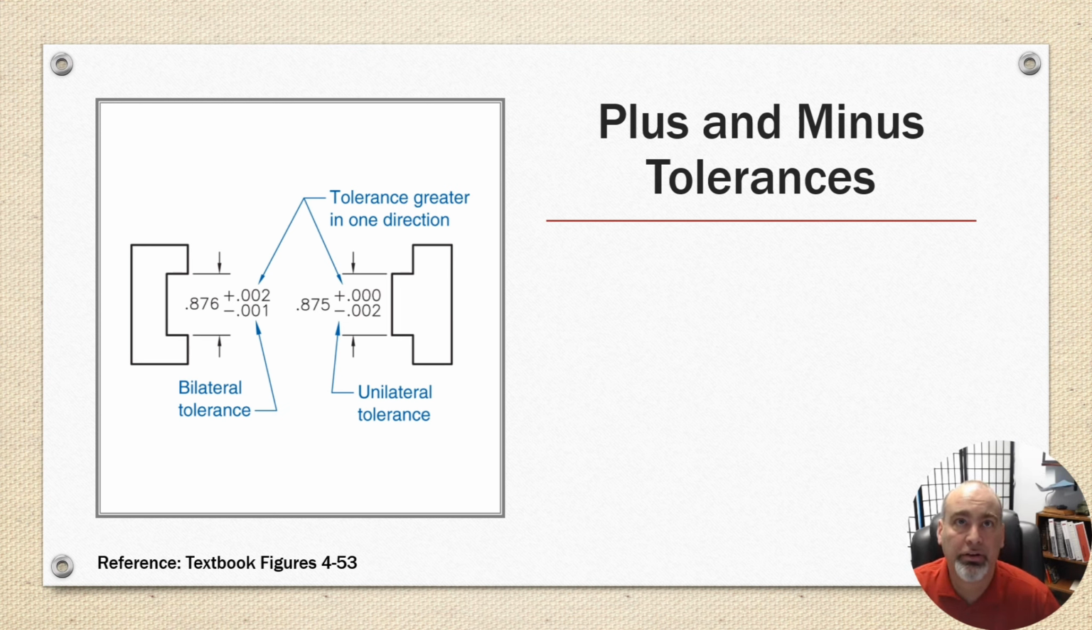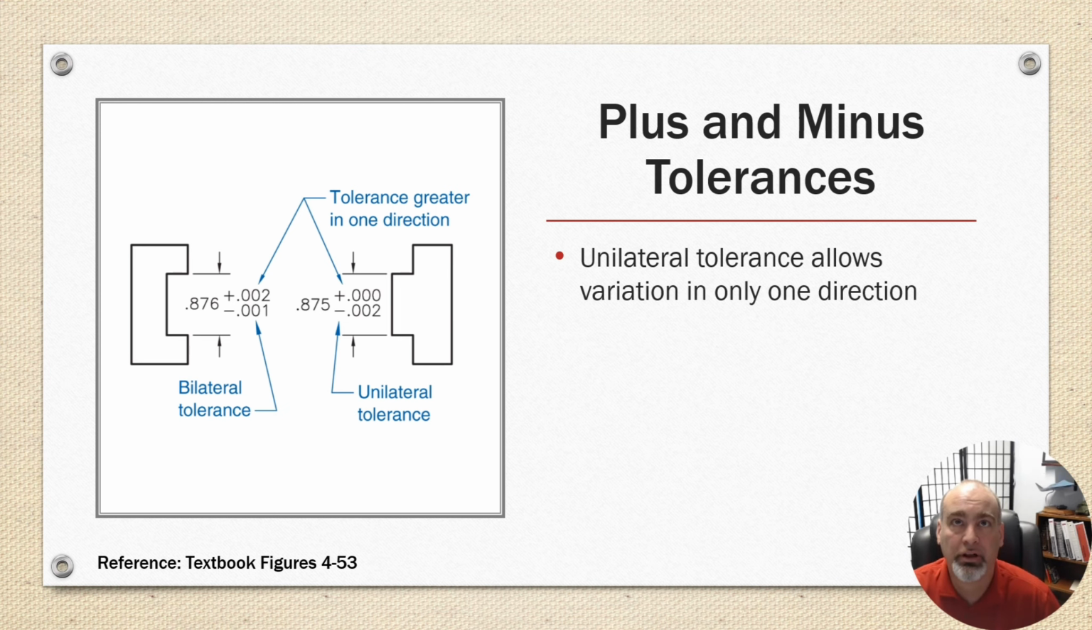Plus and minus tolerances. A unilateral tolerance allows variation only in one direction. So it's either a plus or minus value, and either the plus or minus value is 0 and the other value is a number, as shown in the example on the right. It is limited to .875 plus 0 minus .002.